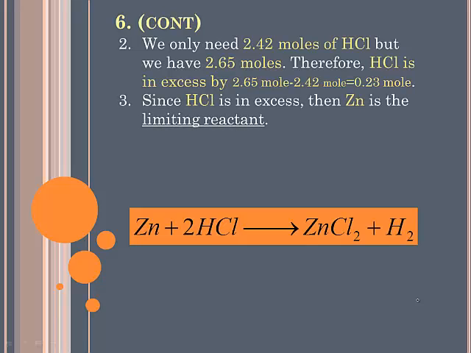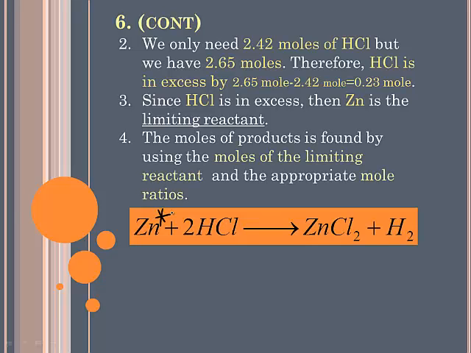Because I have more than I need, the HCl is in excess, and by 0.23 moles. Because it's in excess, that means that the zinc is the limiting reactant. And as soon as you find that out, I'm going to suggest you throw a star beside it, because once you know it's the limiting reactant, every other amount gets calculated from that number.